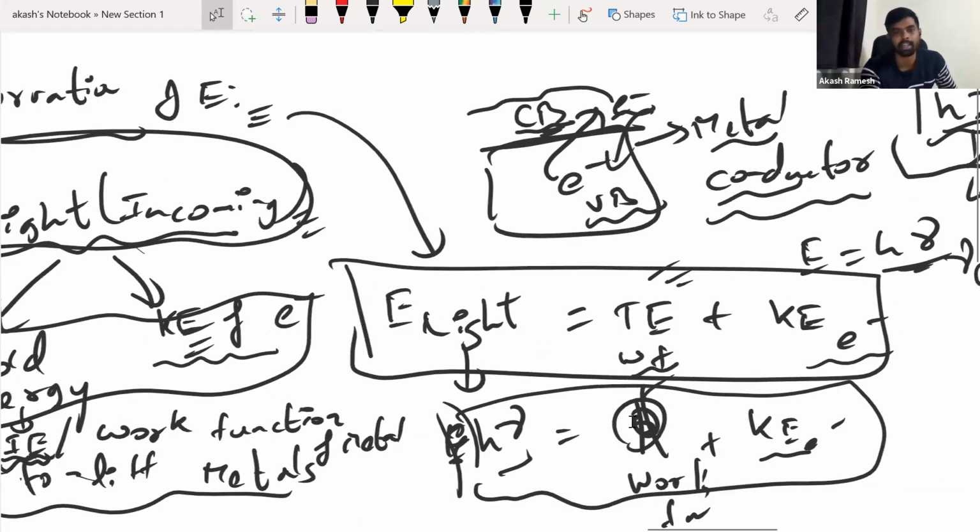Right? Now I can write this as an equation. I know E is equal to h nu. I'm going to give a symbol for threshold energy, or work function, that is called psi. And plus the kinetic energy of the electron.